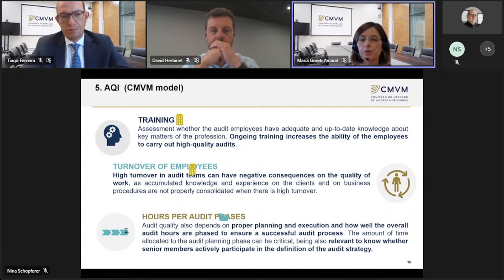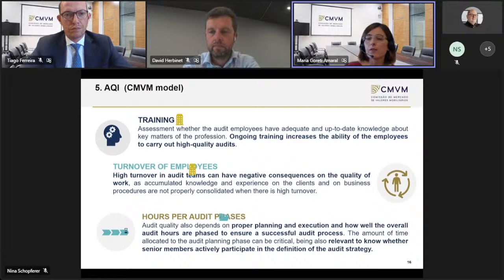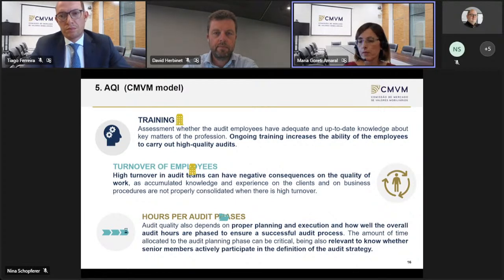In the hours per audit phases, we consider that audit quality also depends on proper planning and execution and how well the overall audit hours are phased. So we consider that the hours dedicated to the planning phase are critical, and it is also relevant to know whether the senior members, the more experienced members, participate in the definition of the audit strategy and in all the planning phase. Amanda, if you please.